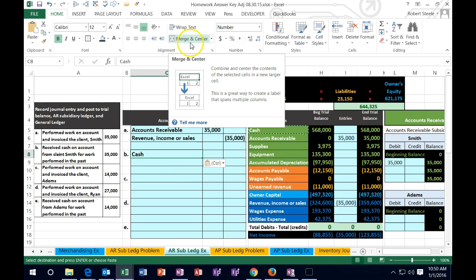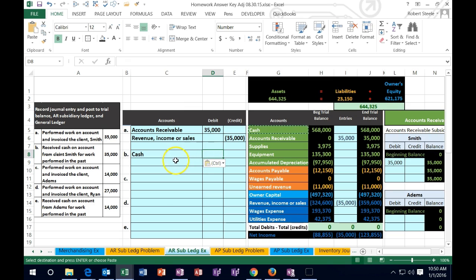And how much did we receive? 35,000, because that's what we billed them for, 35,000. And so we're going to credit the same amount. So there's going to be an equal number of debits and credits. And then we're going to say, well, why did they pay us 35,000? Because we did work, but we did work in the past.